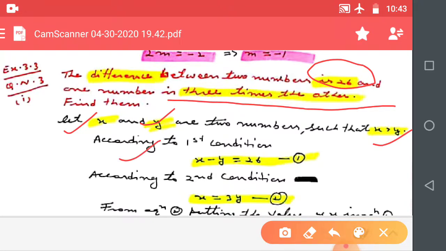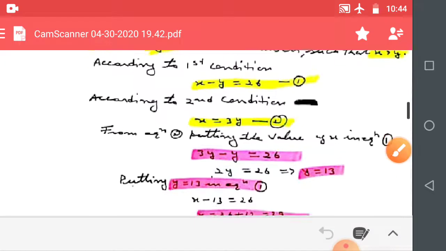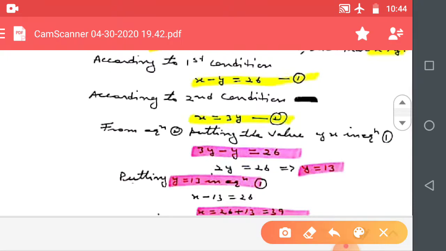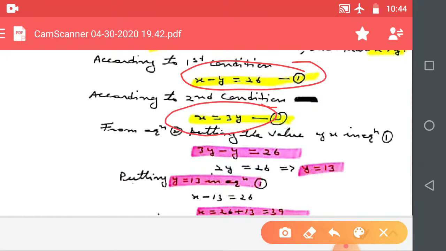Now according to the first condition, x minus y is equal to 26, because the difference between two numbers is 26. Now according to the second condition, one number is 3 times the other. Since x is greater than y, x is equal to 3y. This is our condition number 2. So we have two equations here: x minus y is 26 and x is equal to 3y.